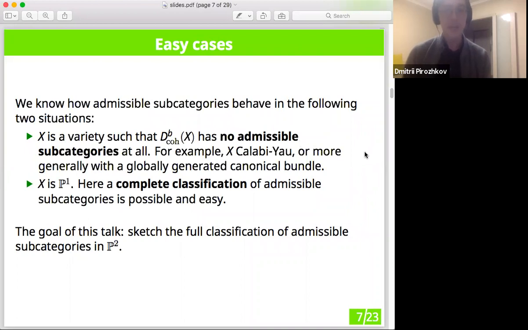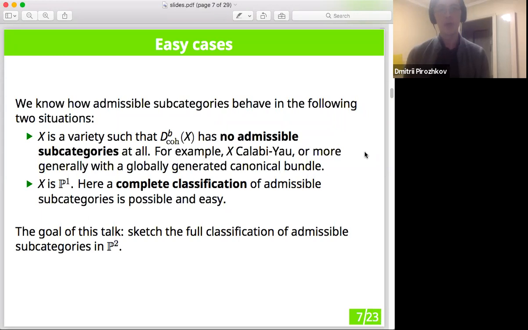Now, there are some easy cases where we can actually say a lot about the behavior of arbitrary admissible subcategories. And there are kind of two groups of situations. The first one is that there are many varieties for which we know that there are just no non-trivial admissible subcategories at all. So if a triangulated subcategory is admissible, then it is either just zero or the entire category. This happens when X is Calabi-Yau, or more generally, if its canonical bundle is globally generated. So curves of positive genus do not have any admissible subcategories, or in other words, no semi-orthogonal decompositions. They are indecomposable, if you want.